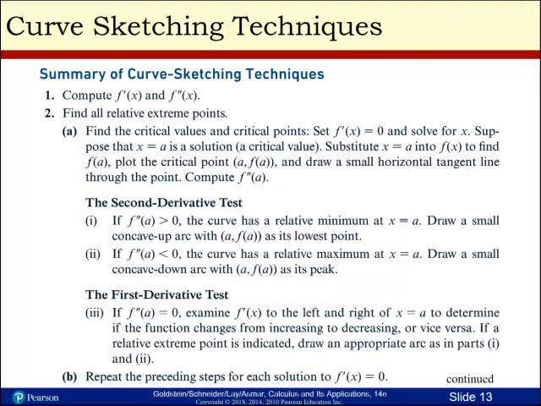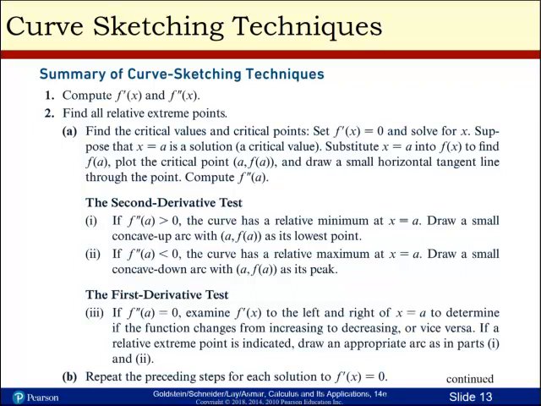Step number 1, you need to compute f prime of x and f double prime of x. We're going to need the first and second derivatives. Step 2, find all relative extreme points. I actually graph it using my graphing calculator as step 2, but technically they don't know that I'm doing that. A, find the critical values and the critical points.